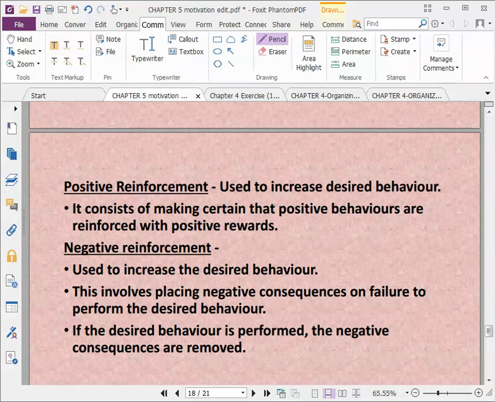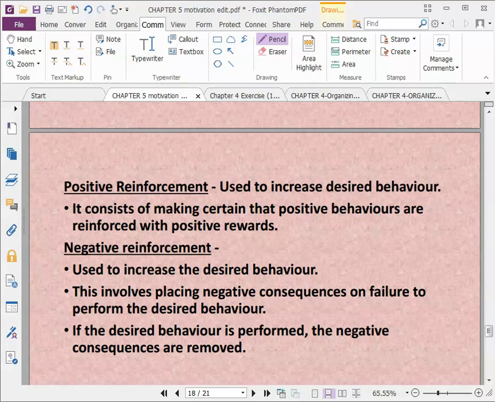For example, tadi saya suruh buka kamera kan. So ada yang dah buka kamera, saya cakap thank you so much. Lepas tu saya akan bagi rewards after this. Contohnya lah saya akan tambah markah untuk attendance semua ke. That is a positive reinforcement, because of your desirable work ataupun desirable attitude ataupun behavior.